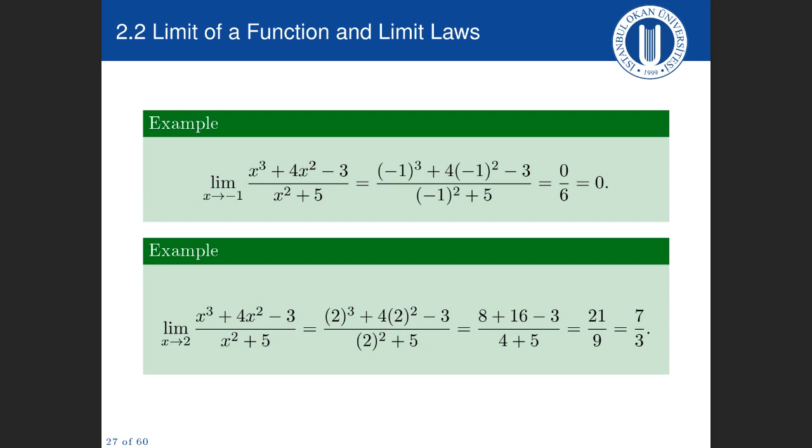So, using the previous theorem, we can write down that the limit as x tends to minus 1 of x to the power 3 plus 4x squared minus 3 divided by x squared plus 5. As long as the limit of the function on the bottom is not 0, we can just replace every x by minus 1. So minus 1 cubed plus 4 times minus 1 squared minus 3 divided by minus 1 squared plus 5.